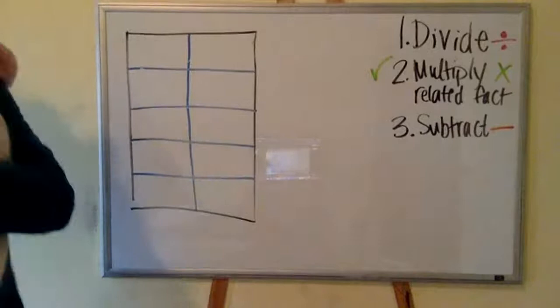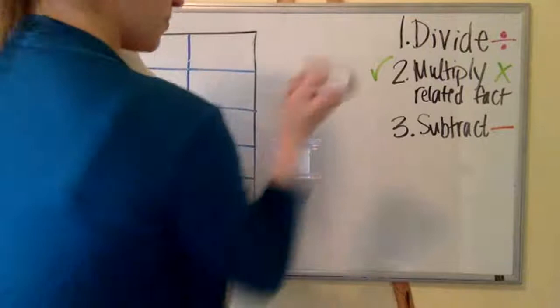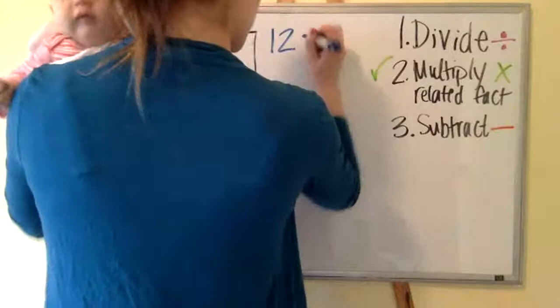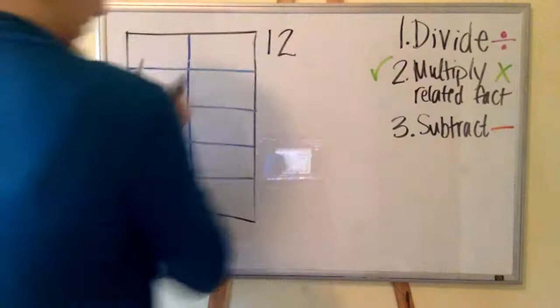Okay, the next one that we're going to do, I need to use something besides the black. There's a lot of black here. You have 12 cookies, so take out 12 red squares. 12 cookies, and we're going to divide them onto two plates. I'm sorry, two plates. 12 cookies, two plates.